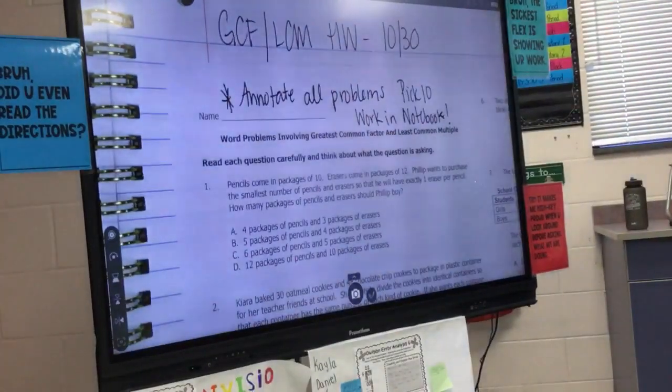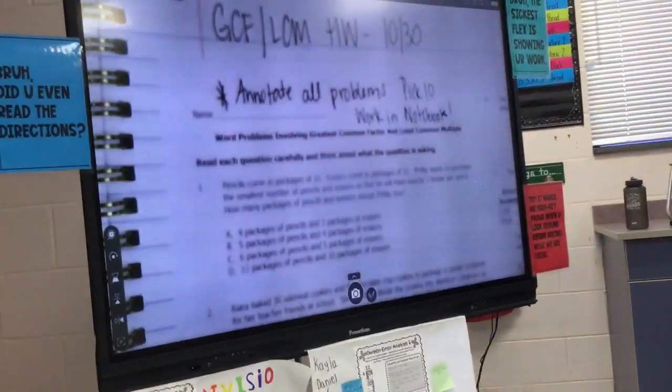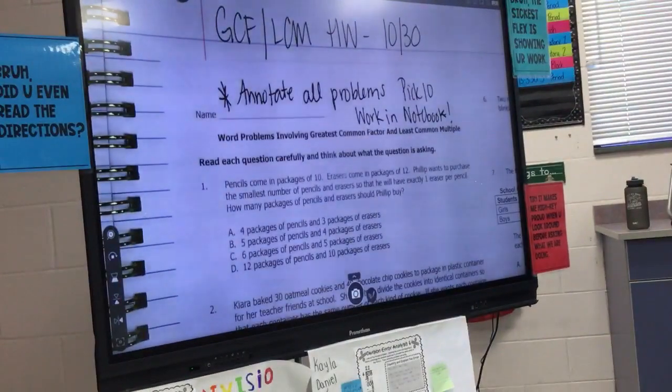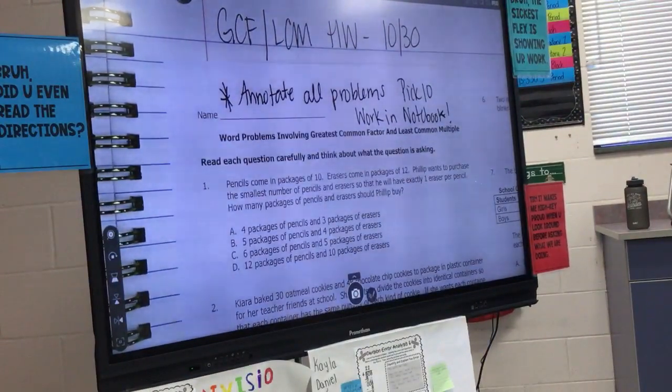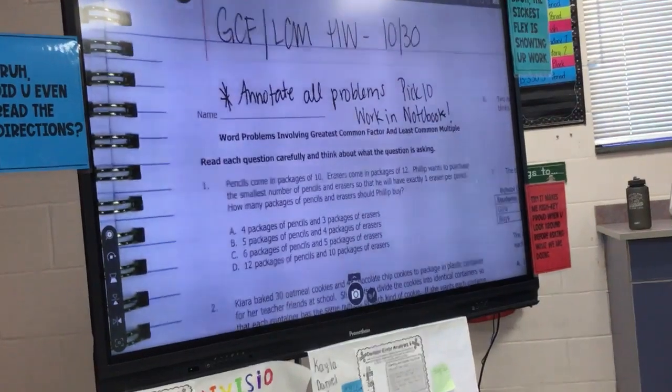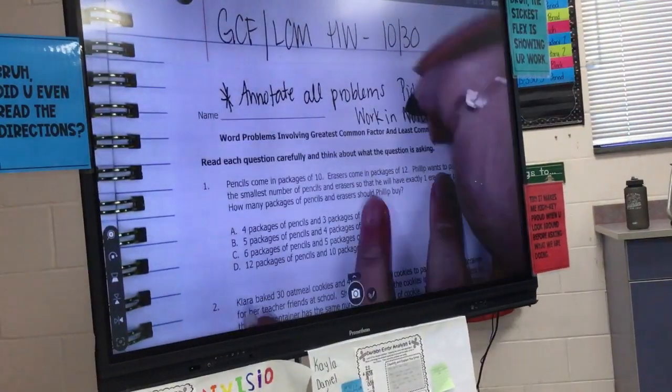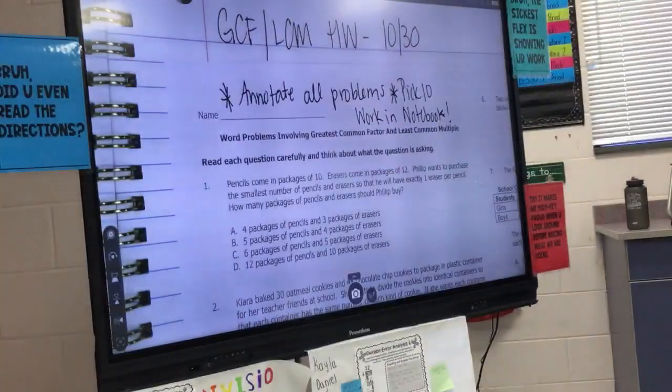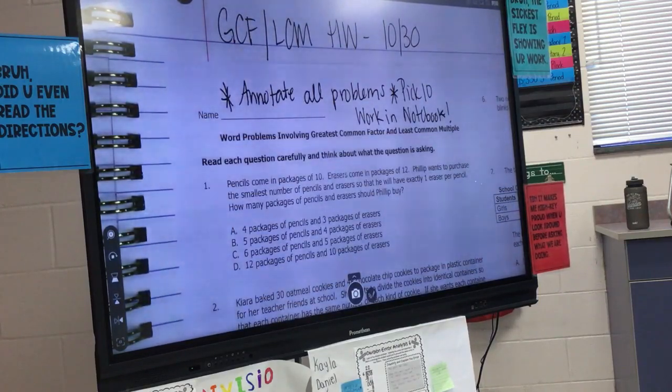So if you don't get credit tomorrow, it is because why? You did not annotate. So raise your hand and tell me, do you have to annotate all of these problems? Yes. You are picking 10, which means you're not doing all of them. You're getting to pick whichever 10 you want. And then the last thing, where are you doing your work? In your notebook. Can you write your answers on this page? Yes, and some of these you might not have to do work. Some of them it might just be answering a question. Some of them you might have to do work and circle an answer. That's it.